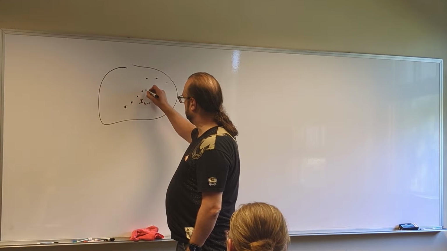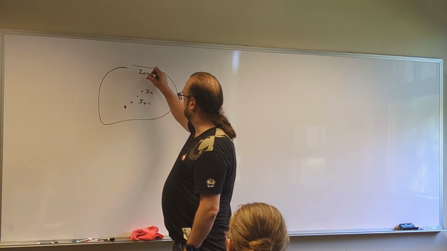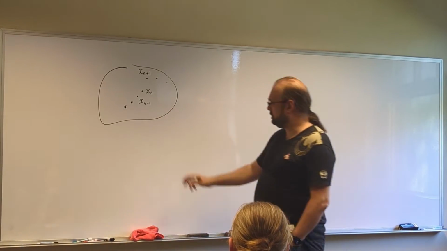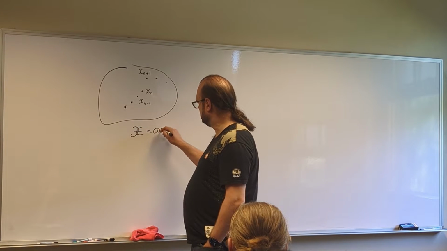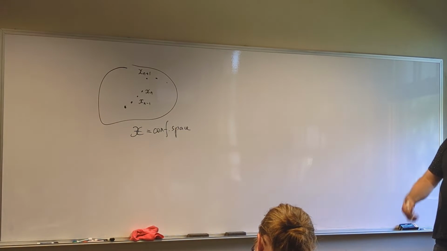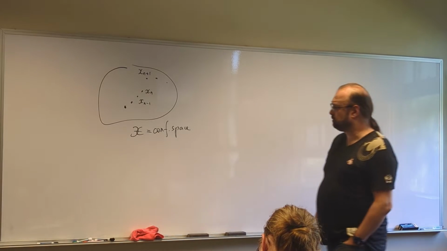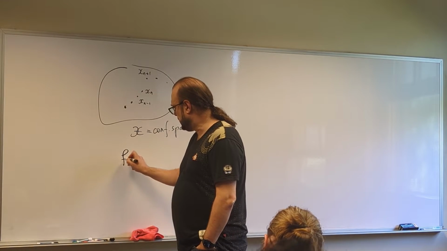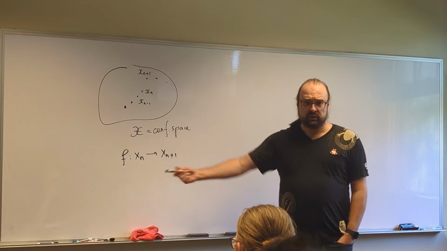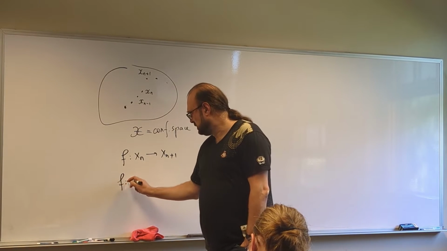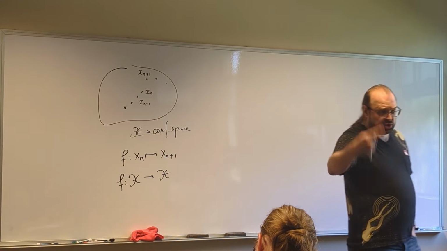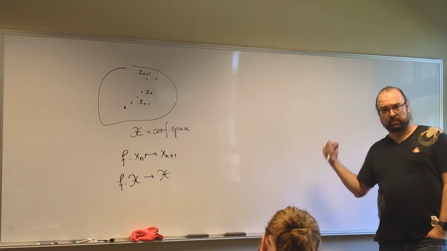You think about them as x_{n-1}, x_n, x_{n+1}, and there is some kind of a rule how these points move. So I will call this configuration space X. So this is my configuration space. And in order to define the dynamics, I have some function f that sends my point x_n to the point x_{n+1}. So I need to have some function f from the configuration space to itself, right? And then I iterate the function, and that gives me my dynamics.